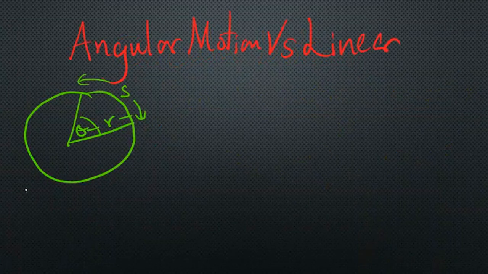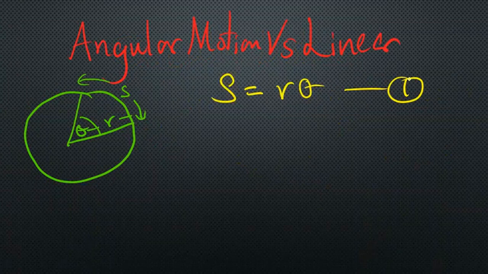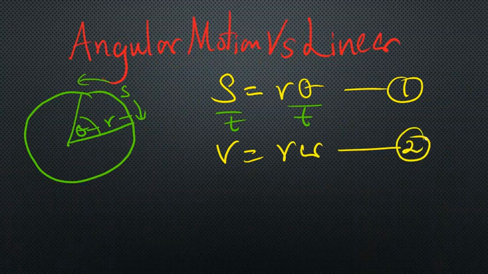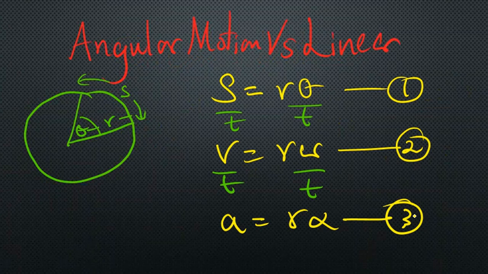Then angular motion versus linear motion. The connection is this: S equals r theta, where theta is the angle, radian angle, then we can divide this by t. Then S divided by t, you know S divided by t is v, and theta divided by t, we call it omega, angular velocity. Again we can divide it by t, then velocity divided by t, that is acceleration, and omega divided by t, angular acceleration.